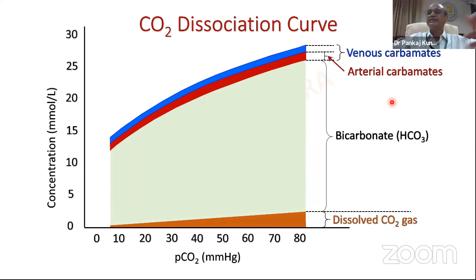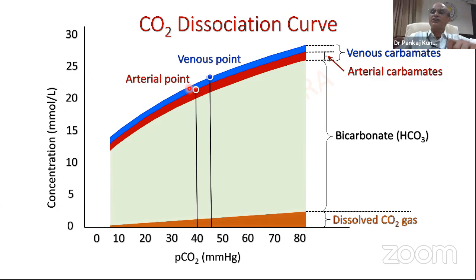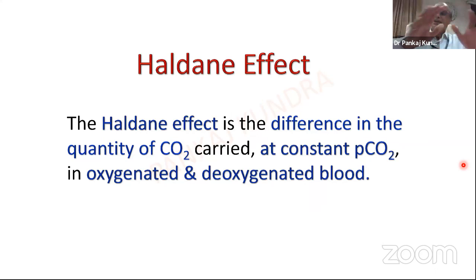Now look at the two points. When we look at the arterial PCO2 level, there is an arterial point here, which corresponds to the content on this side, and this corresponds to about 22 millimoles per liter. But on the venous side, the PCO2 is around 45, so there is a venous point. Why do these two points exist, and what is their relevance in carbon dioxide carriage? If you look at these two points, you will understand that the Haldane effect is actually the difference in the quantity of CO2, that is the content, at constant PCO2 in oxygenated and deoxygenated blood.